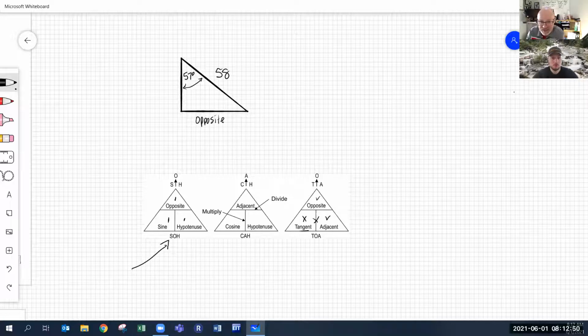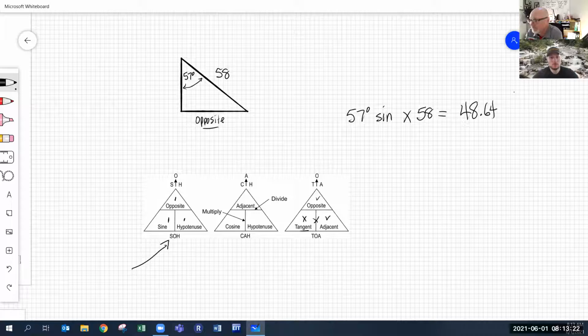So this says take the angle, 57-degree sine, and multiply it by my hypotenuse of 58. And that should equal my side opposite. So let's do that on the calculator. 57, and then you just hit the sine button, times 58. My side opposite should equal 48.64. Is everybody with me? You got that number? Perfect.